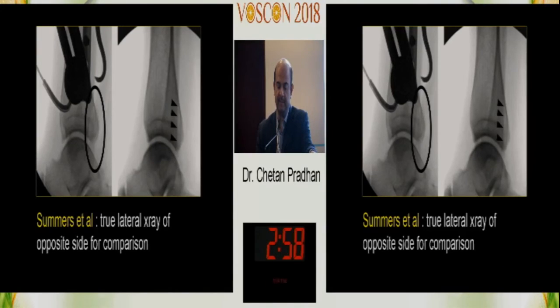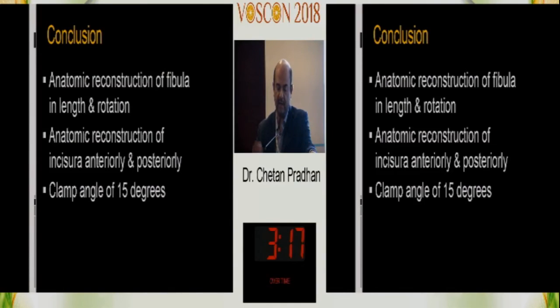So this is one paper which talks about how to assess the reduction on table, and that is by taking a true lateral view and looking at the amount of tibia, the posterior malleolus, that comes out of the overlap of the fibula, and replicating that on the injured side. So to conclude, anatomic reconstruction of the fibula in length and rotation is a must. Anatomic reconstruction of the incisura, thereby fixing the posterior malleolus, is again a must. Clamp angle at 15 degrees, and the screw angle should also be 15 degrees.